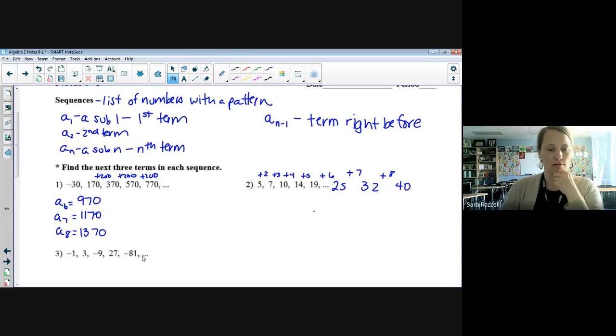On number 3, I don't know that we're going to do any adding patterns here, because that's a plus 4, then minus a 12, and then plus 36, and then minus a whole bunch. Is there another something that's going on number 3? Anybody notice something?